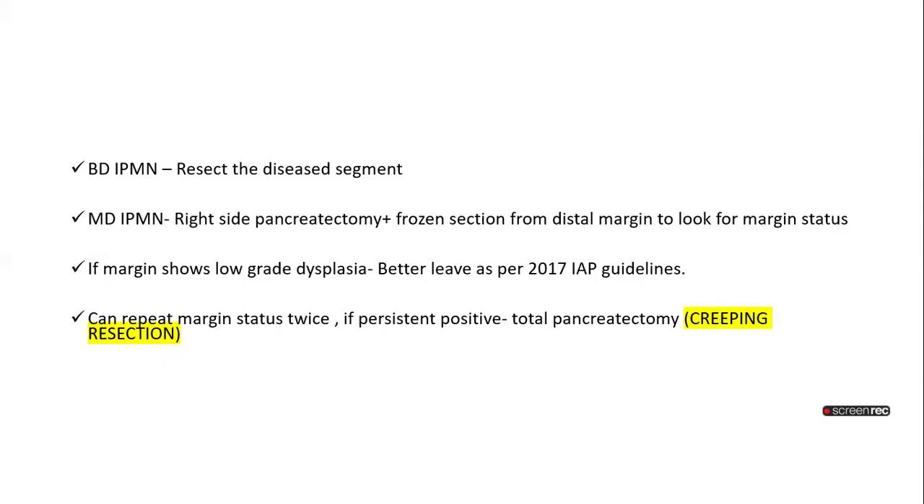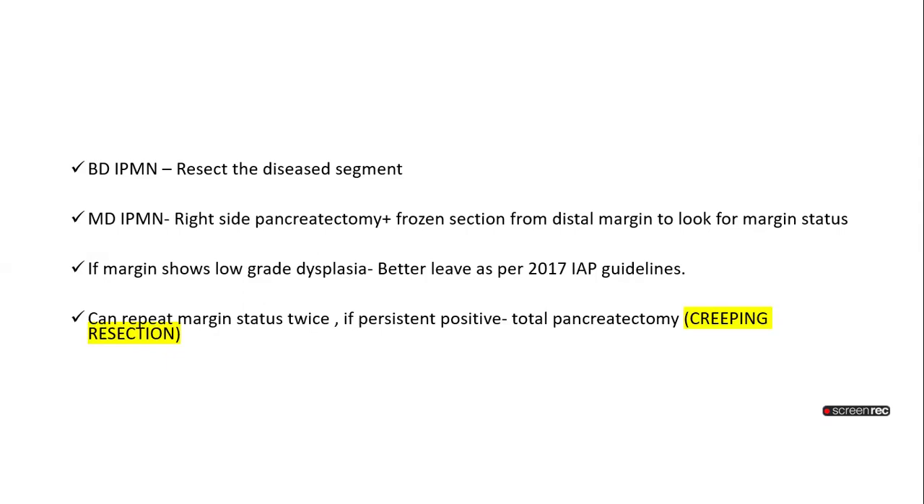If there are high-risk features, size more than 1 centimeter, then we should definitely go ahead with surgery without any doubt. The surgery is a right-sided pancreatectomy plus frozen section from the distal margin to look for the margin status. And as per the 2017 IAP guidelines, if the frozen section margin shows low grade dysplasia, better to leave without proceeding to further resection. Okay, because the progression of low grade dysplasia is very minimal. So that's why, as per 2017 IAP guidelines, we should not go ahead with further resection if the margin shows low grade dysplasia.